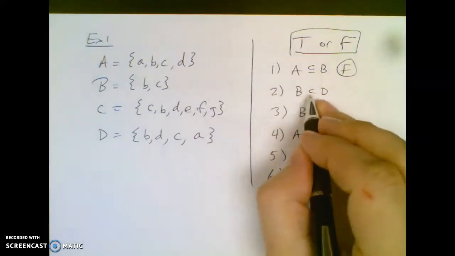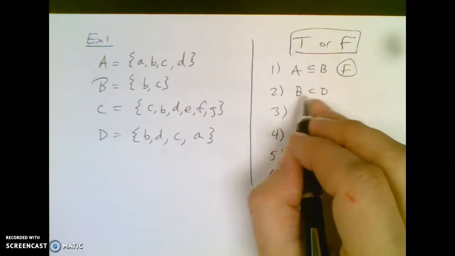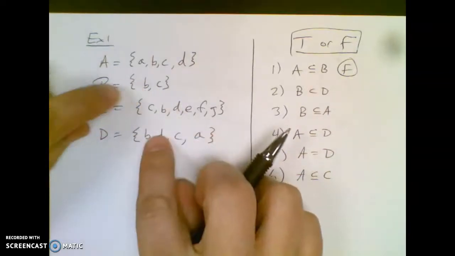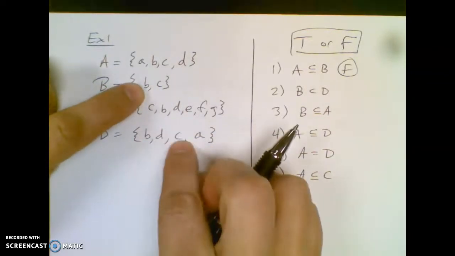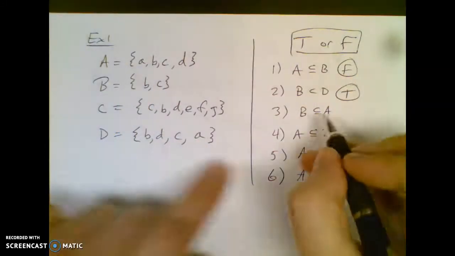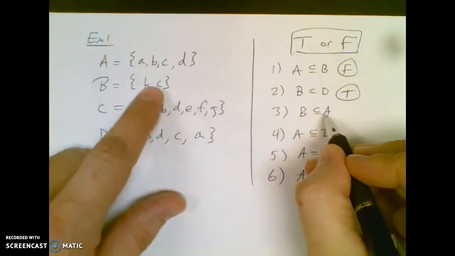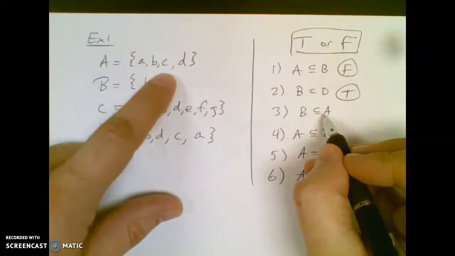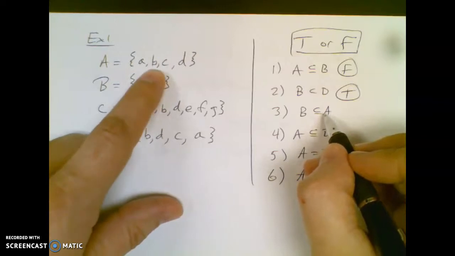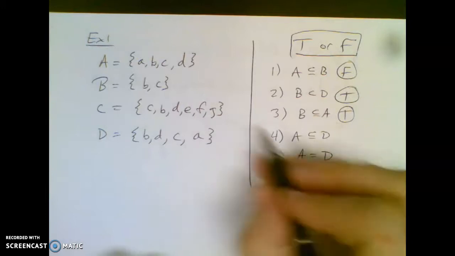How about B is a proper subset of D? That means not only does every element of B have to show up in D, but they can't be equal. Does every element of B show up in D? There's a B there, there's a C there, but they're not equal, so that's true. How about B is a subset of A, meaning every element of B better show up in A? There's the B, there's the C, and they're allowed to be equal, so I don't even care. True.